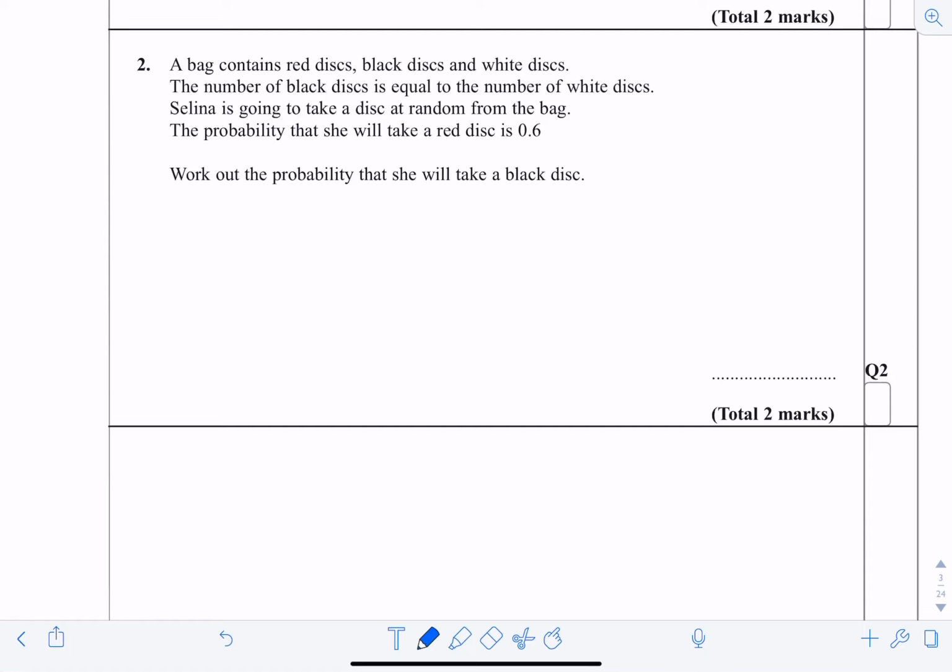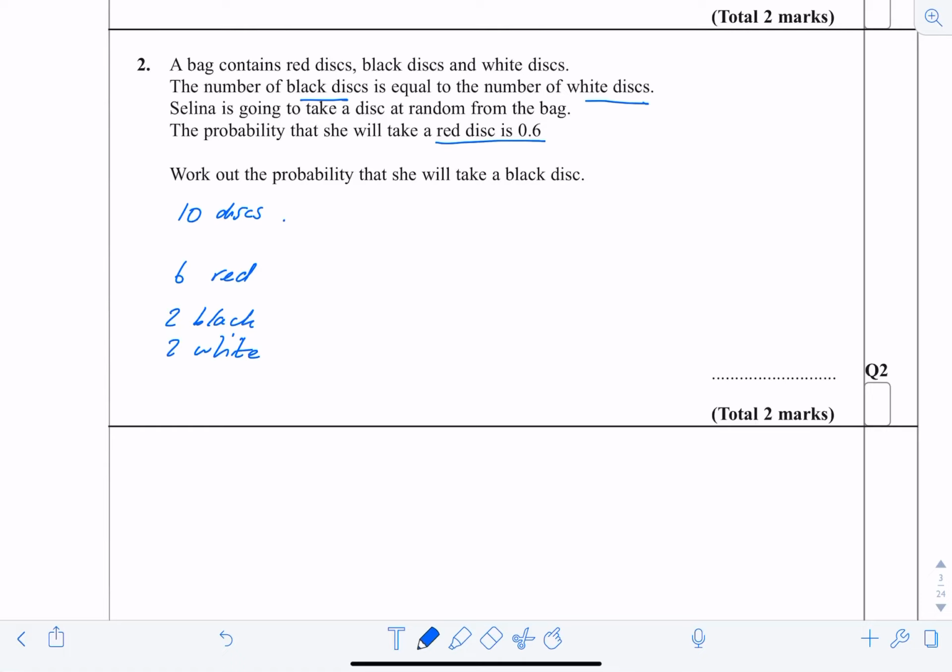Okay, so let's say, for example, that there are 10 discs in the bag. If you take one at random, it's either going to be red, black, or white. Now, the probability that she'll take a red disc is 0.6. That means that 6 of those discs are red. And it says also that the number of black discs is equal to the number of white discs. So that means it's going to be 2 black and 2 white discs as well.